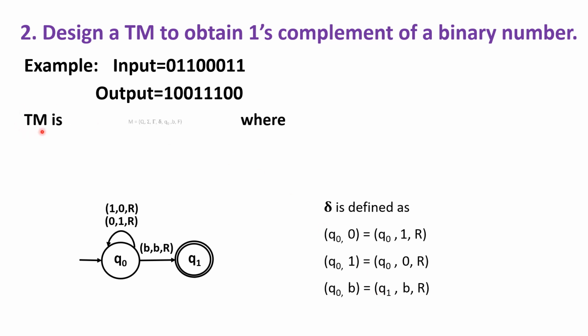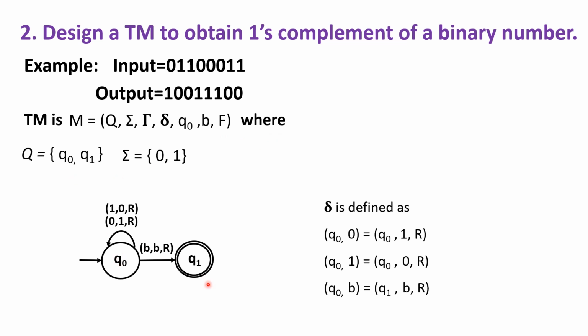Finally, the Turing machine M is defined as M = (Q, Σ, Γ, δ, Q0, B, F), where Q consists of two states Q0 and Q1. Sigma is {0, 1}. Gamma consists of 0, 1 and blank. Blank is represented by B. Initial state is Q0 and final state is Q1.